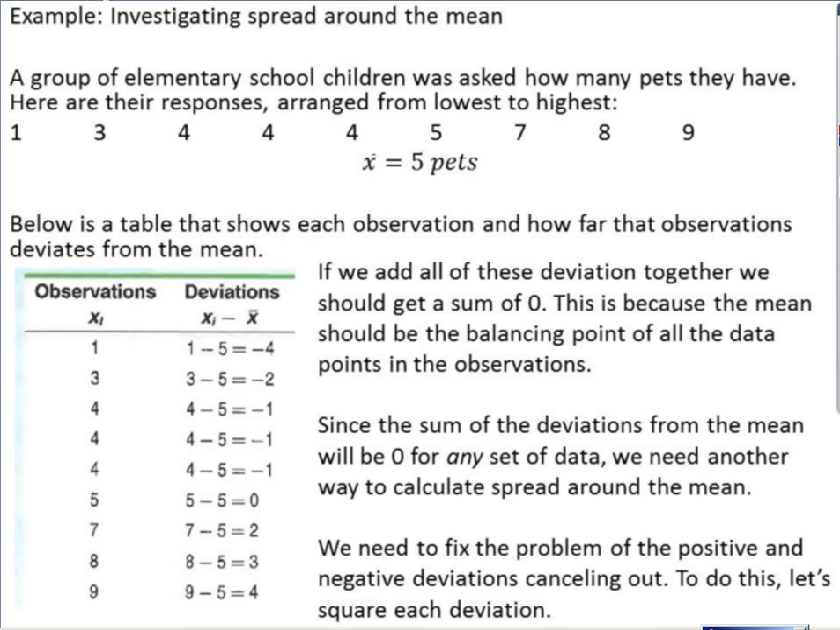Below is a table that shows each observation and how far the observation deviates from the mean. You take your observation, subtract your mean, and that tells you your deviation. If we add up all these deviations together, we should get a sum of 0. This is because the mean is a balancing point of all the data points in the observation. Since the sum of the deviations from the mean will be 0 for any set of data, we need another way to calculate spread around the mean. We need to fix the problem of the positive and negative deviations canceling out. To do this, we're just going to square each deviation.